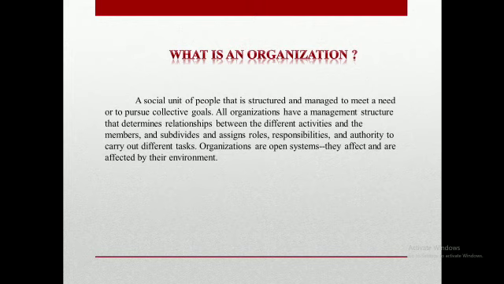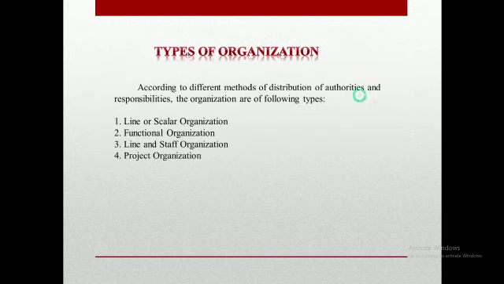All organizations have a management structure that determines the relationship between the different activities and the members, and subdivides and assigns roles, responsibilities and authority to carry out different tasks. Organizations are open systems. They affect and are affected by their environment.